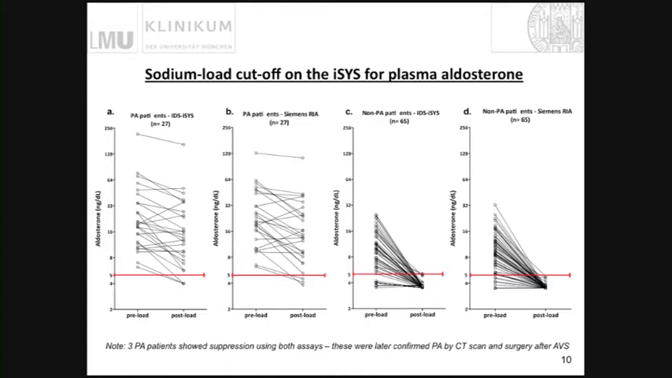Strangely enough, there were 3 PA patients who did show a suppression post-load, but I think the physician in charge decided to continue with the diagnosis, so these were later confirmed primary aldosteronism by a CT scan and surgery after AVS. So since all of the non-PA patients were also suppressed below 5, I think the preliminary cutoff which can be used for the saline load using the ISYS test would also be 5, as what is now currently used.